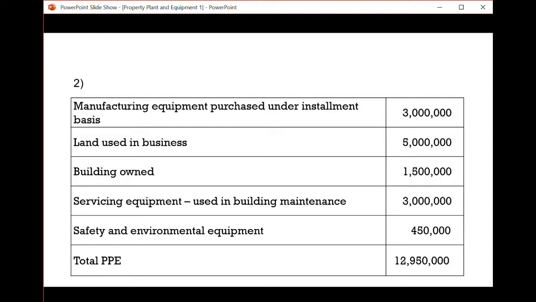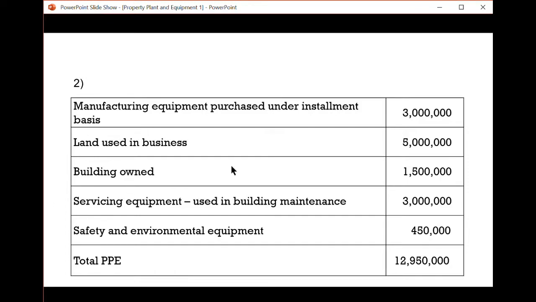Land held for resale. So if it's for resale, part of the ordinary course of the business, that's an inventory. And then you have building owned, used as warehouse. So that's part of the PPE here, 1,500,000. Servicing equipment used in the building maintenance, that's part of the PPE. Then you have small tools. This will be part of the inventory because they only have an average life of 1 year. Safety environmental equipment that is required. So that's part of the PPE. Okay, very good. That's correct.